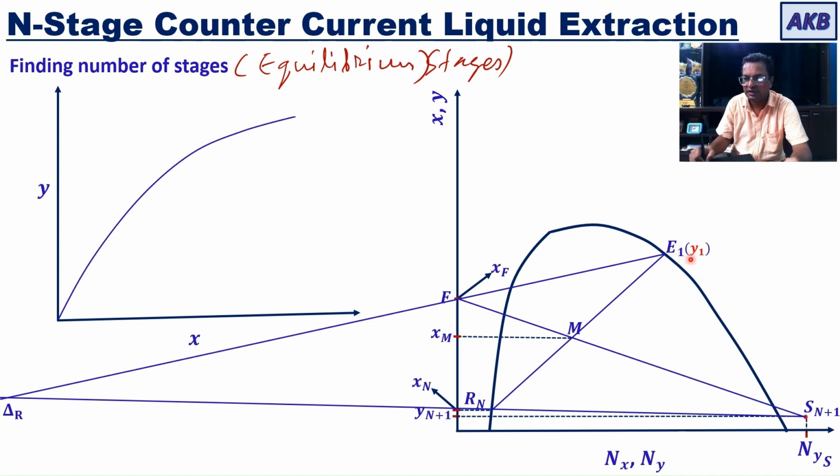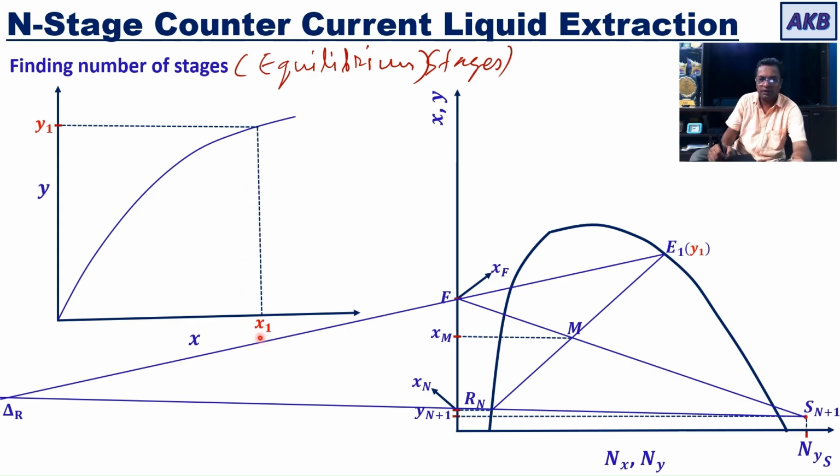So with this small y1, I will go to the distribution diagram, locate it on the y-axis where small y are plotted. So for this small y1, with the help of the distribution diagram, I will find small x1 that is in equilibrium with small y1. So for that, from y1, I will go to the equilibrium curve and then go to the x-axis, which will give me x1. Okay, so I have found out x1, which is in equilibrium with y1.